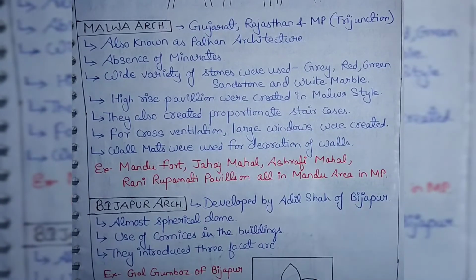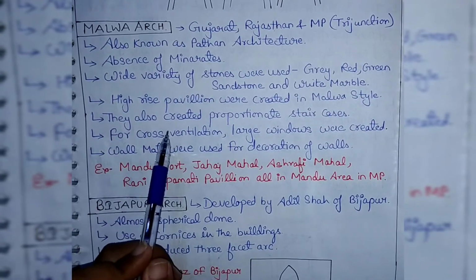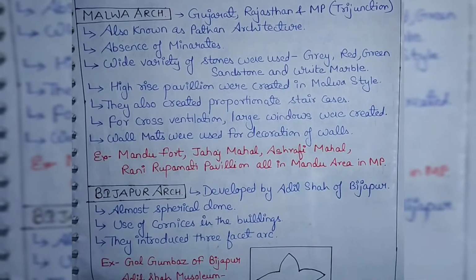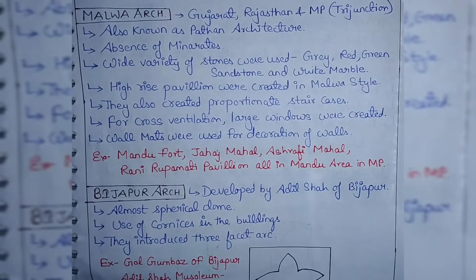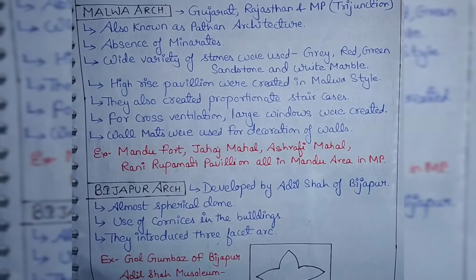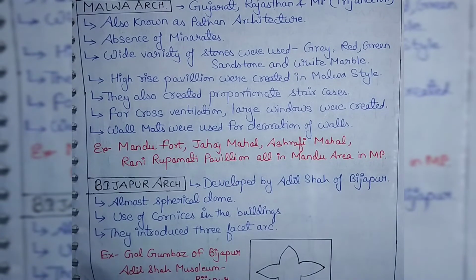High-rise pavilions were created in the Malwa style. Pavilion is the mandap. They also created proportionate staircases. For cross ventilation, large windows were created. Wall mats were used to decorate the walls. Examples: Mandu Fort, Jahaz Mahal, Ashrafi Mahal, Rani Roopmati Pavilion. All these places are in the Mandu area, which is in MP, Madhya Pradesh.